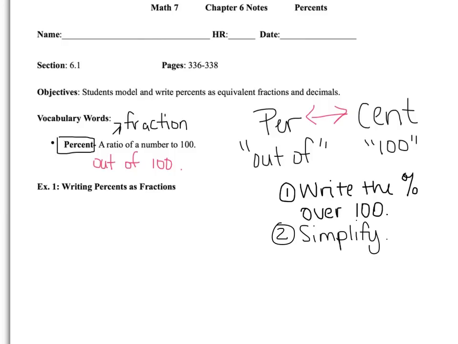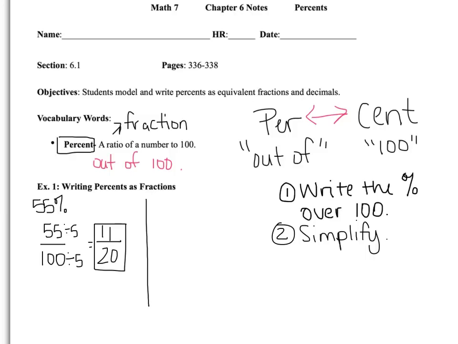Okay, let's do 2 examples, so split your workspace in half. Let's start with 55%. So let's follow our steps. 55% means 55 out of 100. And then let's simplify. 5 goes into both 55 and 100. 55 divided by 5 is 11. 100 divided by 5 is 20. 55% written as a fraction in simplest form is 11/20.